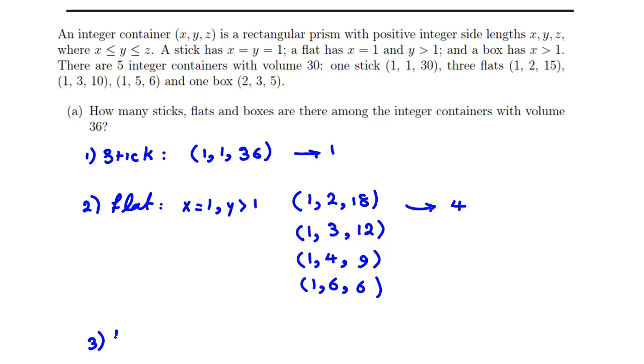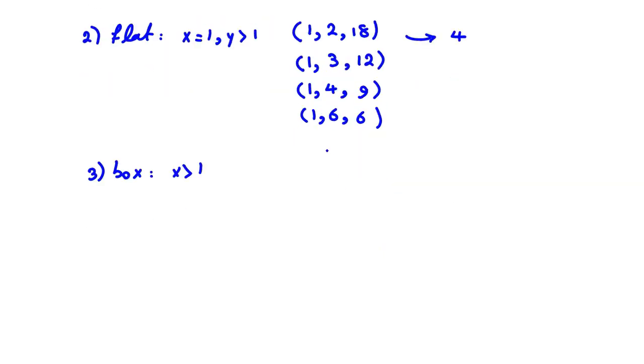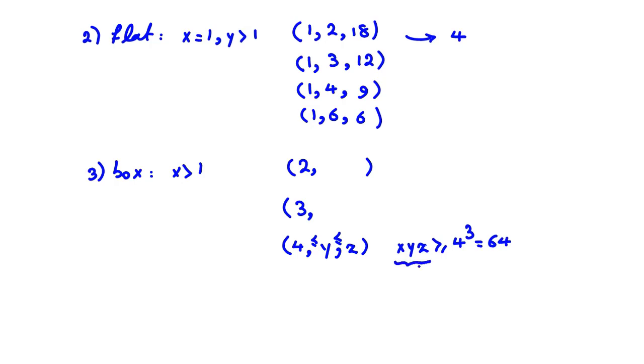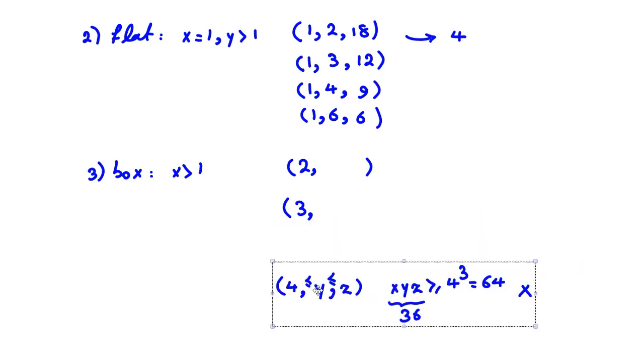If it is box, x should be greater than 1 here. So x can be 2 or 3. If x is 4, then x, y, z is at least 4 cubed, because y and z are greater than or equal to x by assumption of the problem, so 64. But we know xyz is 36, so it is not possible. Okay. So we should only work on 2 and 3.